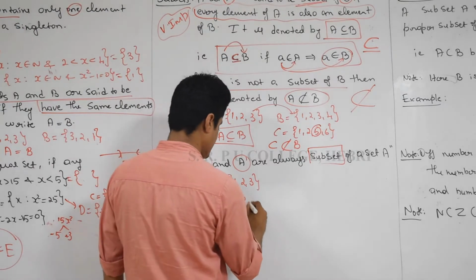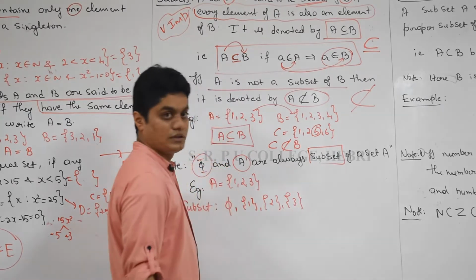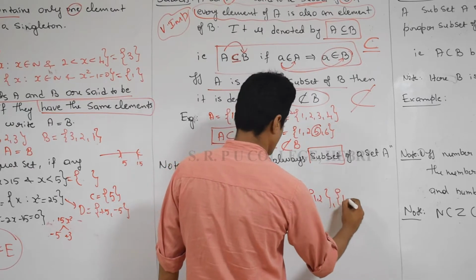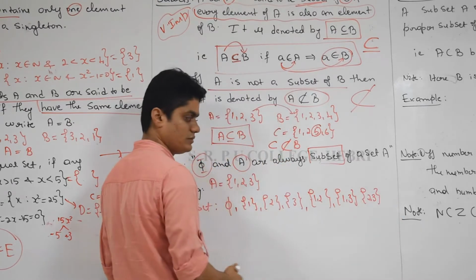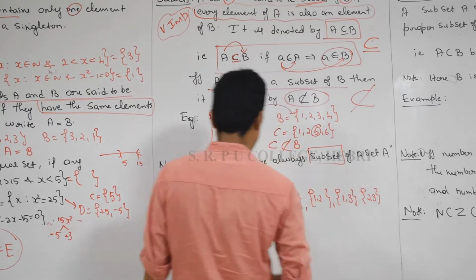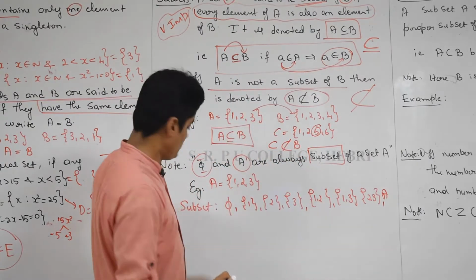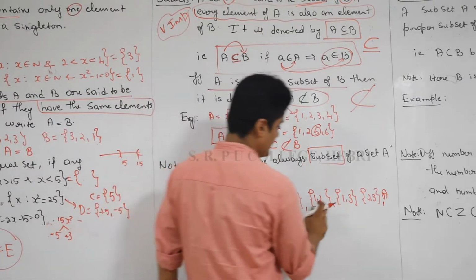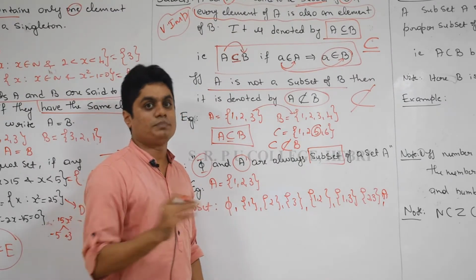Then write the singletons: {1}, {2}, {3}. Then the sets with two elements: {1, 2}, {1, 3}, {2, 3}. Is {3, 1} different? No. Can we include {3, 1}? No, because {3, 1} is nothing but {1, 3}. Next, the biggest one, the set A itself. This and this definitely will come, and the remaining I hope you understood. So how many? 1, 2, 3, 4, 5, 6, 7, 8. This way you can write all the possible subsets of the given set.